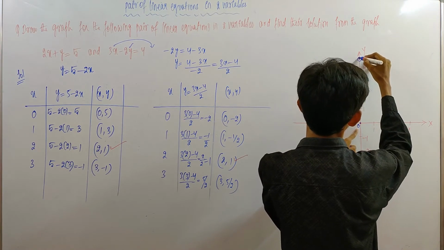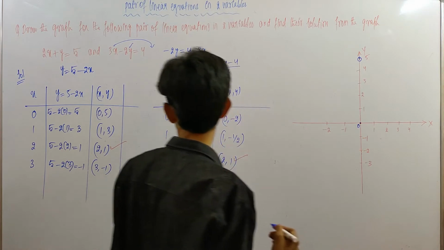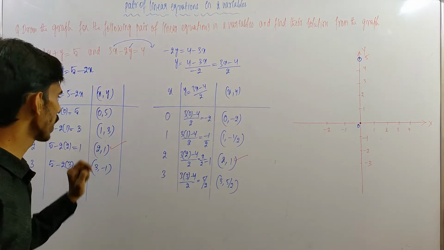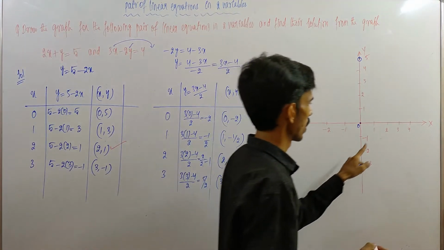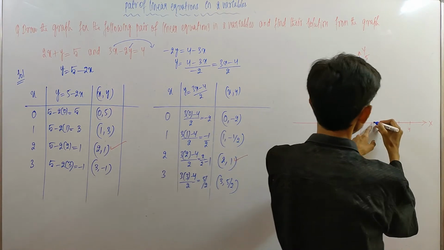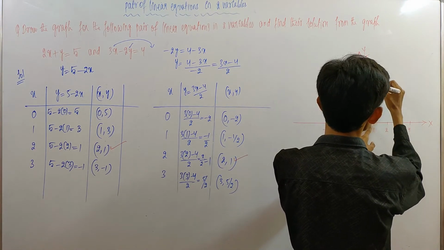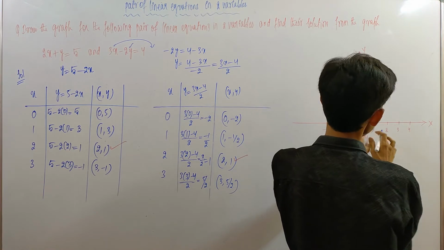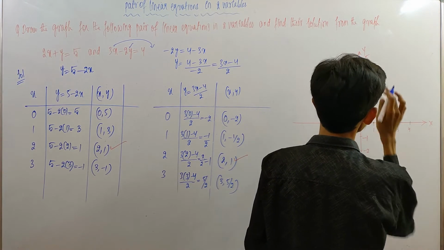So this is the point 0 comma 5. Now the second is 1 comma 3. This is 1. I should reach up to 3. So this is the value of 1 comma 3. The value of x is 1. Value of y is 3.